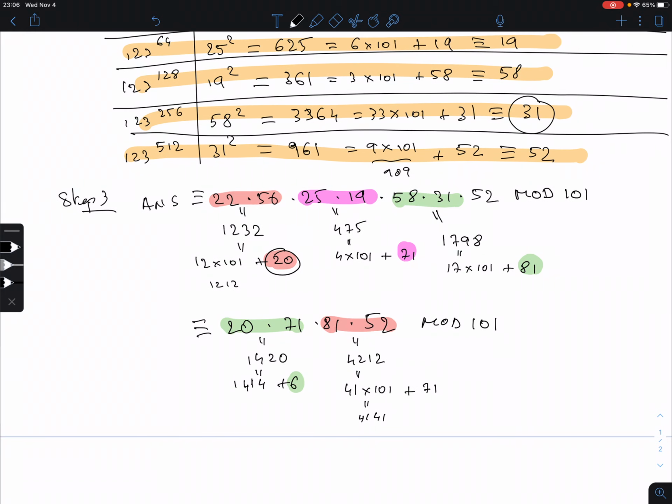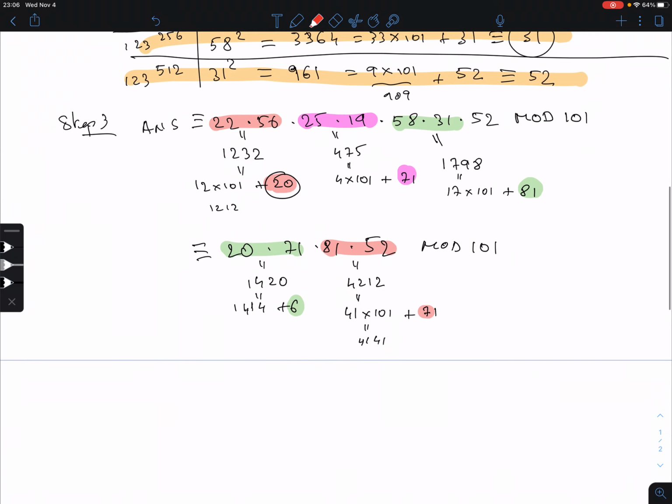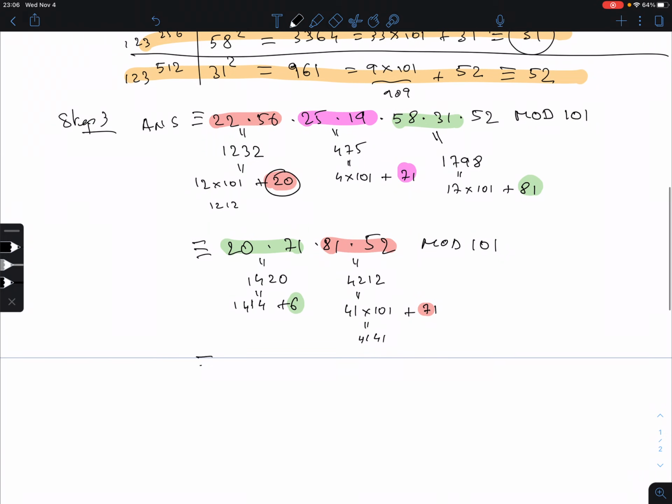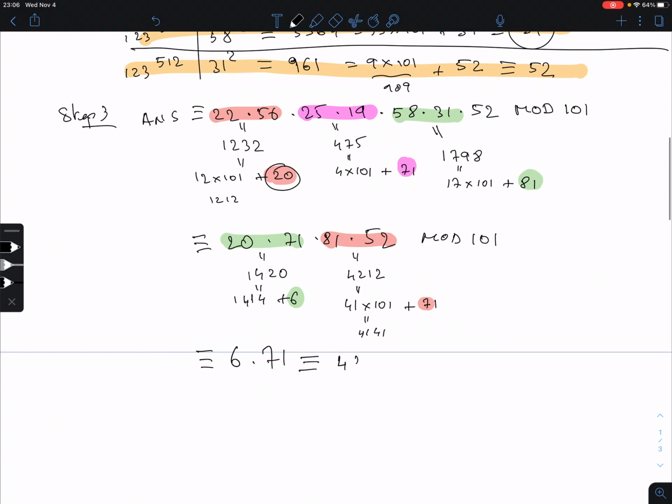2, 11, 1. Yes, that's correct, 71. So that's the result of these two. And so now finally I have to multiply. So this is equivalent to 6. The two green combined to 6. The two red combined to 71. So that is equivalent to 6 times 71 is 426.